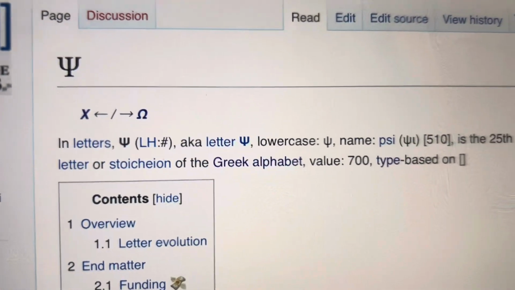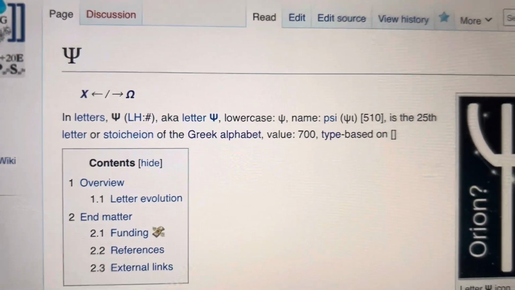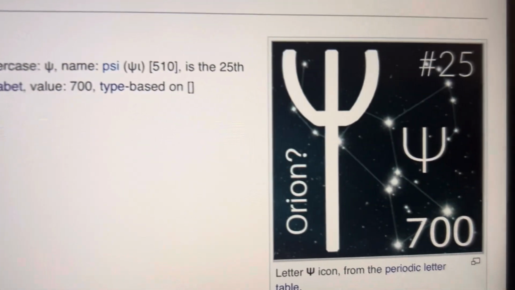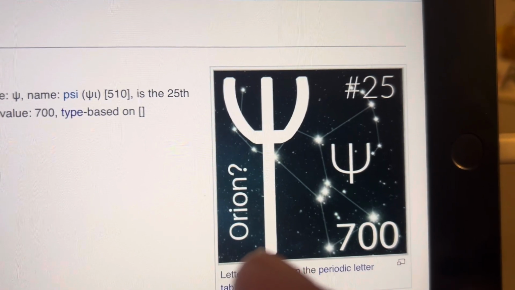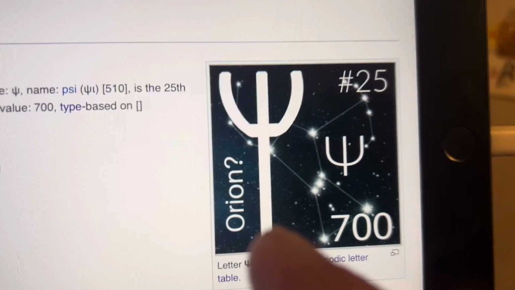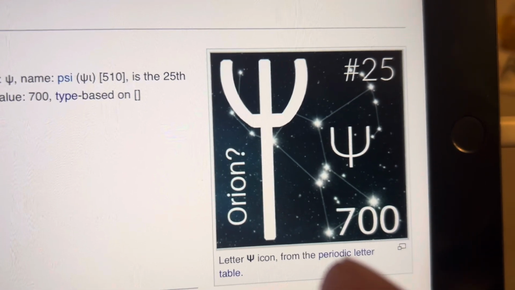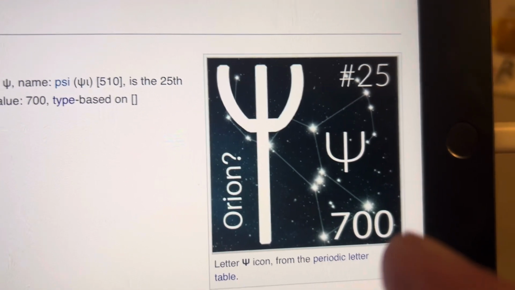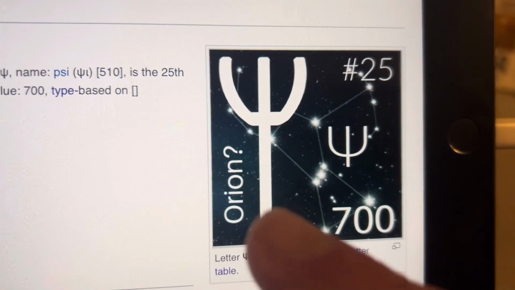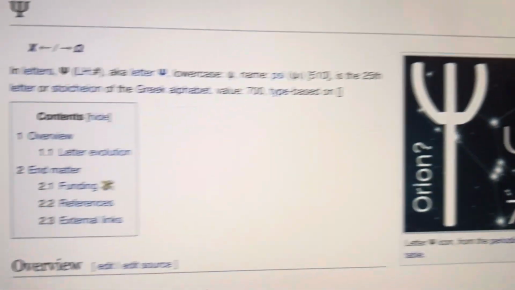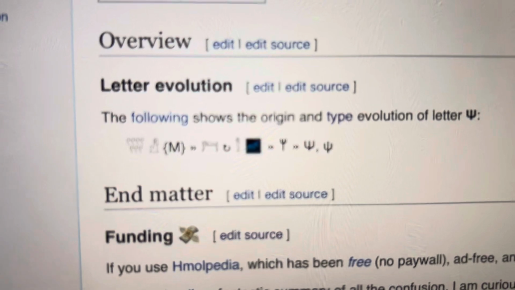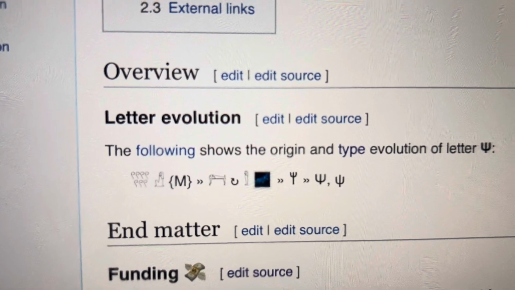Psi is the rising Orion constellation letter. This shape is found below the star map coffin lids from 4000 BC or minus 2045, where we see Orion constellation rises in November and December. Letter evolution.